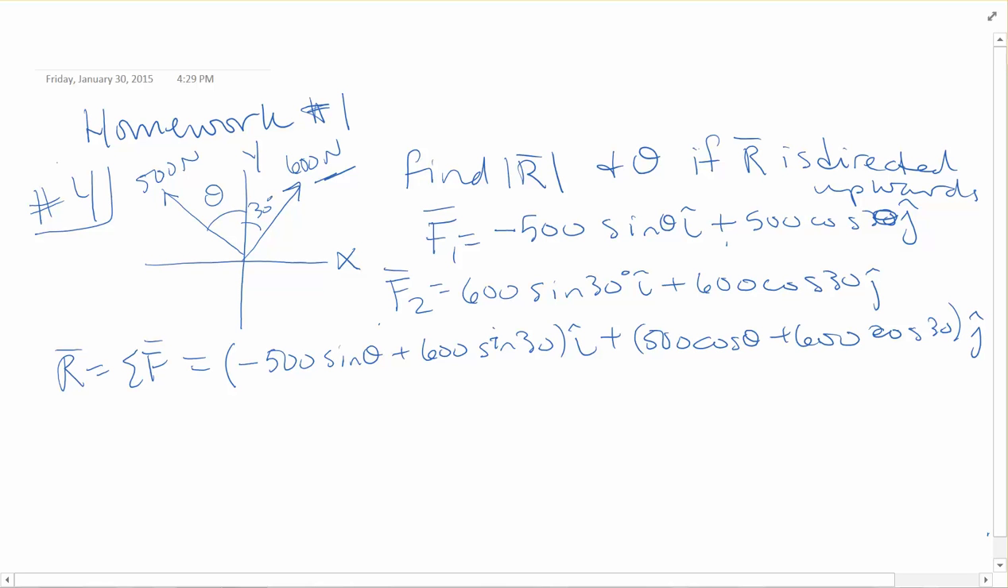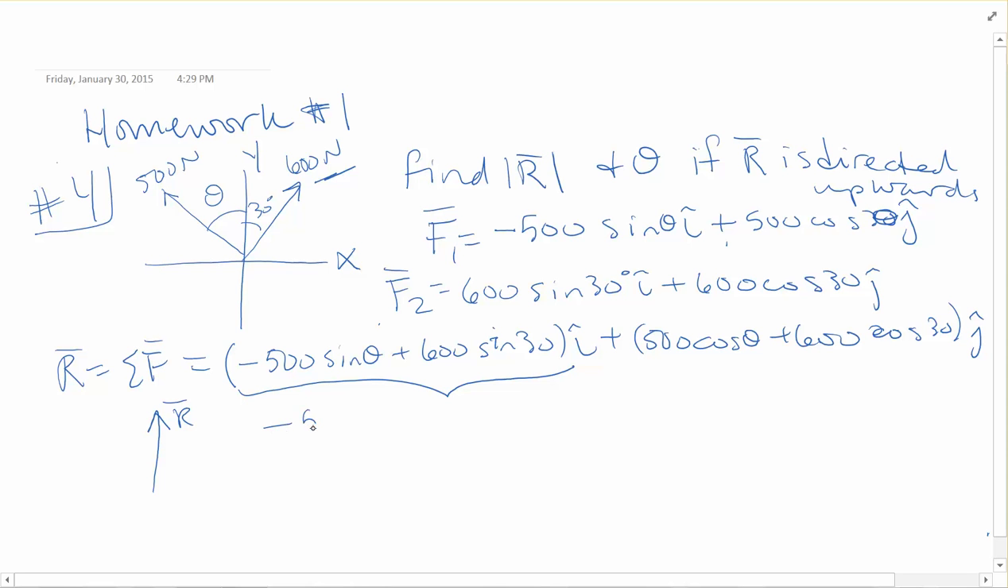Alright, so now we have that. And we want this resultant vector to be directed up, right? Directed vertically. So what that tells us then is that this x component needs to be equal to 0, because we don't want it going to the left or the right, we just want it going straight up. So we want it looking like this.